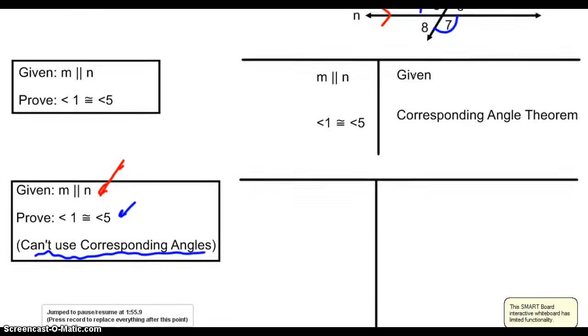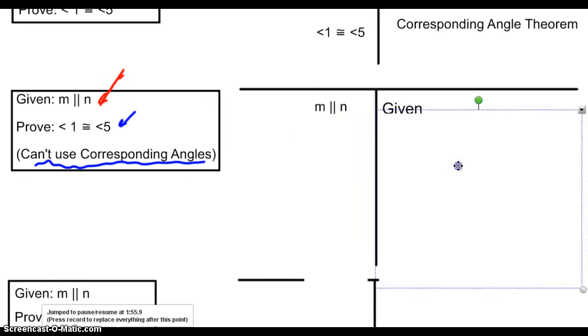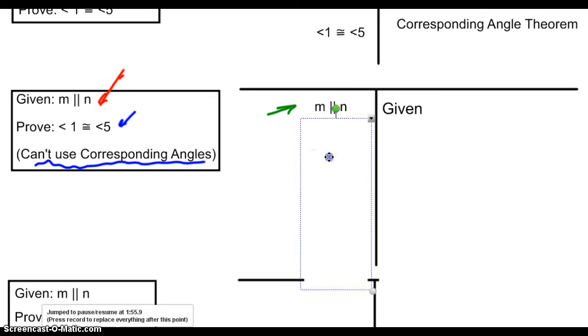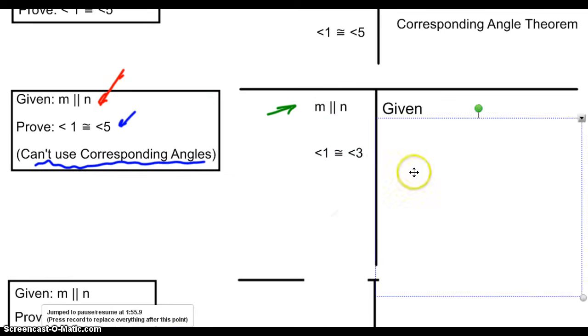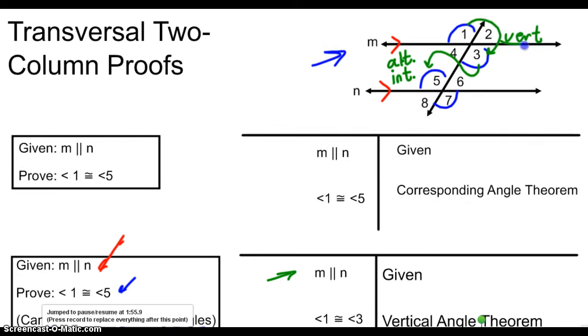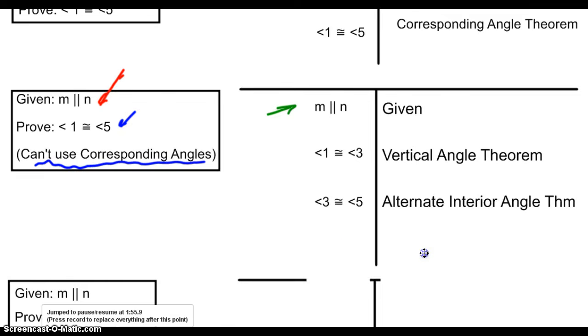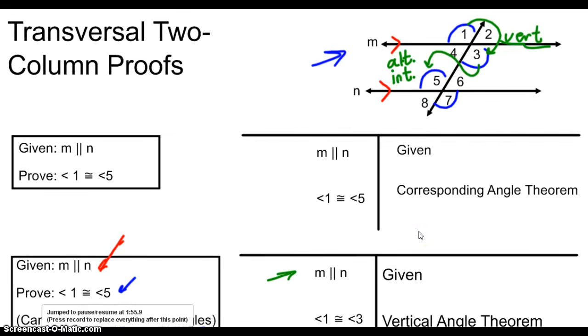Let's write our proof. Okay, remember we always start out with the parallel lines that are given. Remember, that's very important that those lines are parallel, otherwise we couldn't do any of this. Then angle 1 is congruent to angle 3, just like I said before, because those are vertical angles. Remember, right up here, vertical angles. And then I can say that angle 3 is congruent to angle 5. Okay. Again, that's because they're alternate interior.